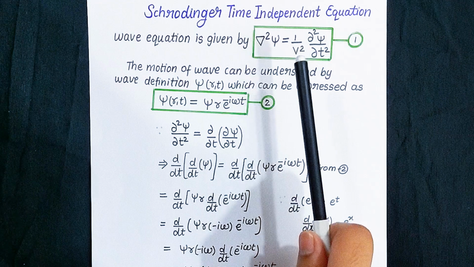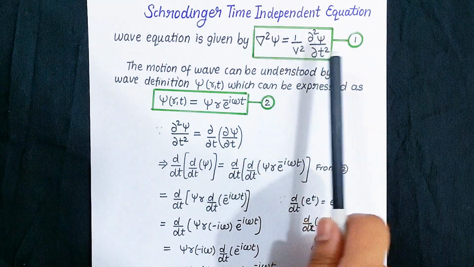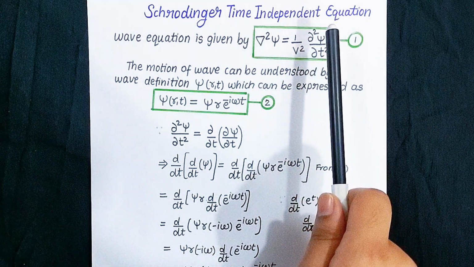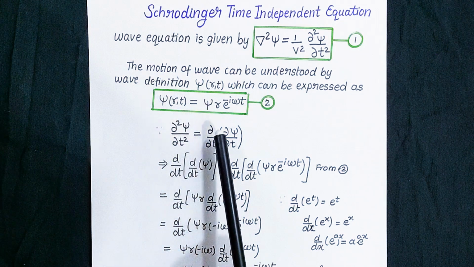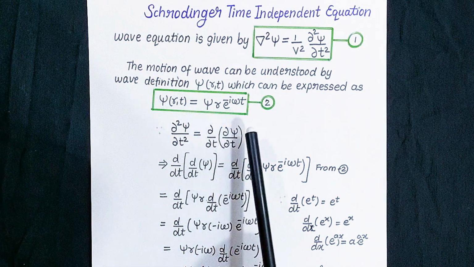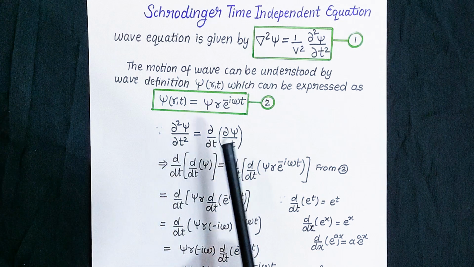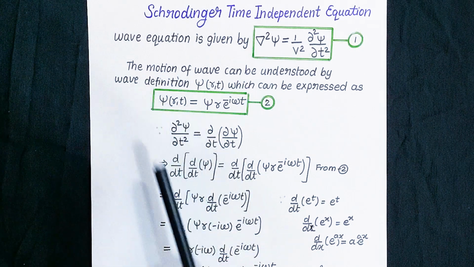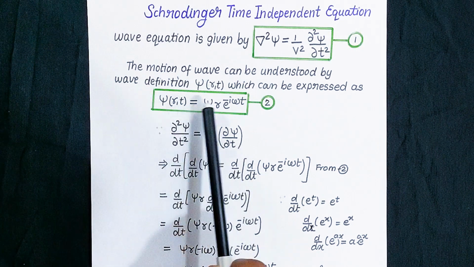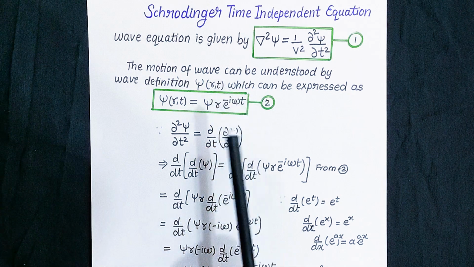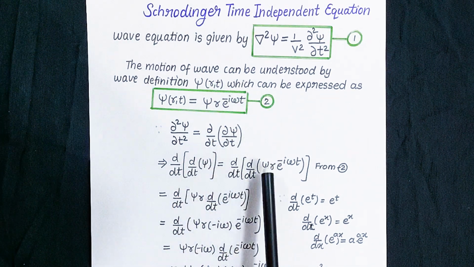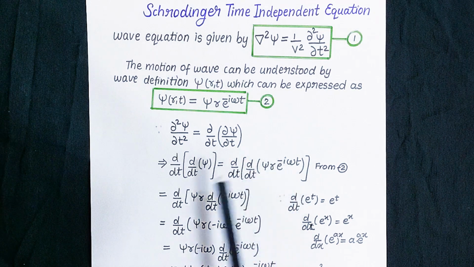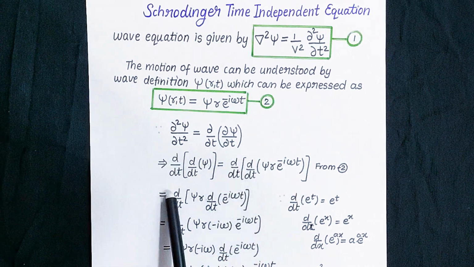Now, from equation 1, we will be solving this part, the double differentiation of ψ. So ∂²ψ/∂t² = d/dt (dψ/dt). So we are applying the double differentiation for ψ. Now, the ψ value is ψ(r) e^(−iωt). We will substitute in the place of ψ, and by applying the differentiation, this is the first differentiation and this is the second differentiation which is written outside.